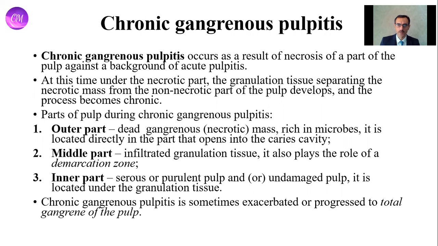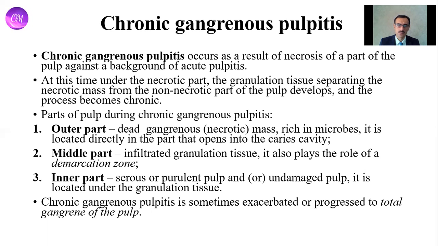Chronic gangrenous pulpitis. Chronic gangrenous pulpitis occurs as a result of necrosis of a part of the pulp against the background of acute pulpitis. At this time, under the necrotic part, granulation tissue separating the necrotic mass from the non-necrotic part of the pulp develops, and the process becomes chronic.